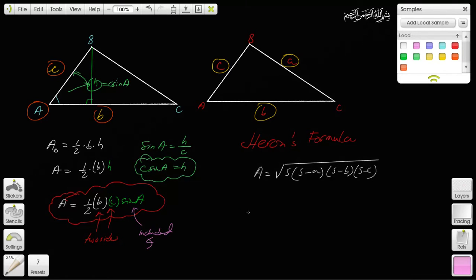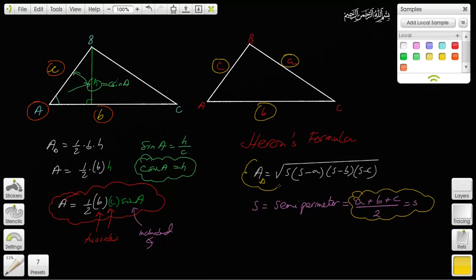Then you have to understand what s is. s is the semi-perimeter. Semi-perimeter means half the perimeter, which is a plus b plus c divided by 2, and that is s. So you have to first find the semi-perimeter, and once you have it, you can use Heron's formula to find the area of this triangle. The area is the square root of the semi-perimeter times (semi-perimeter minus a), (semi-perimeter minus b), times (semi-perimeter minus c).